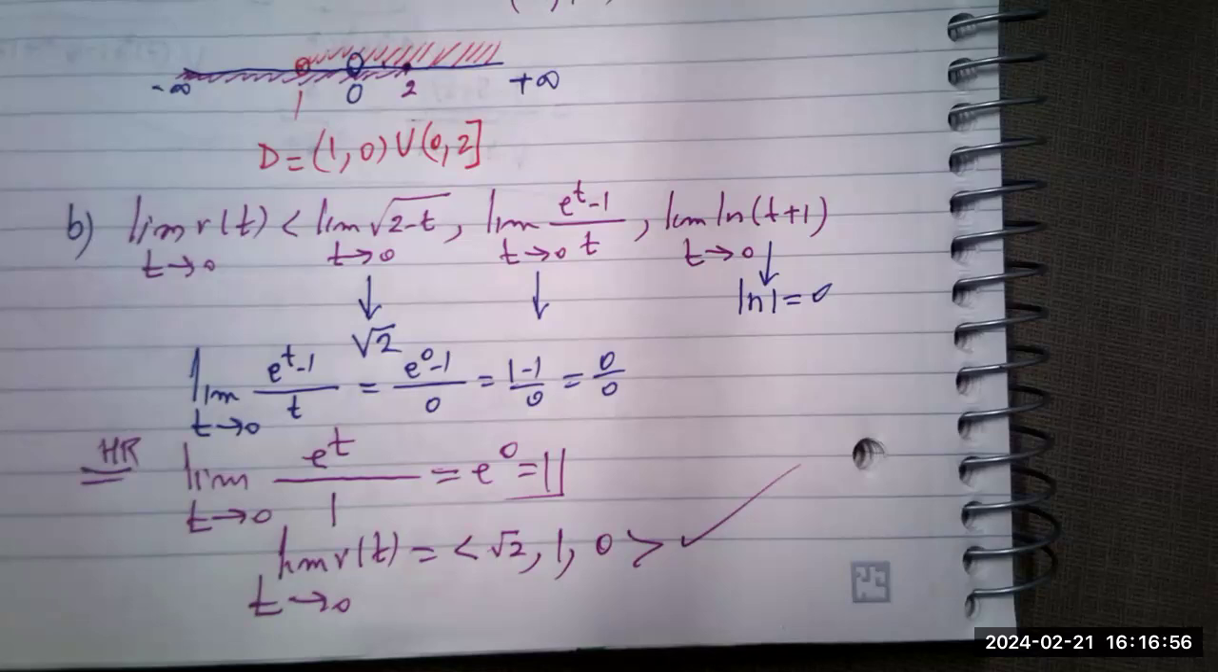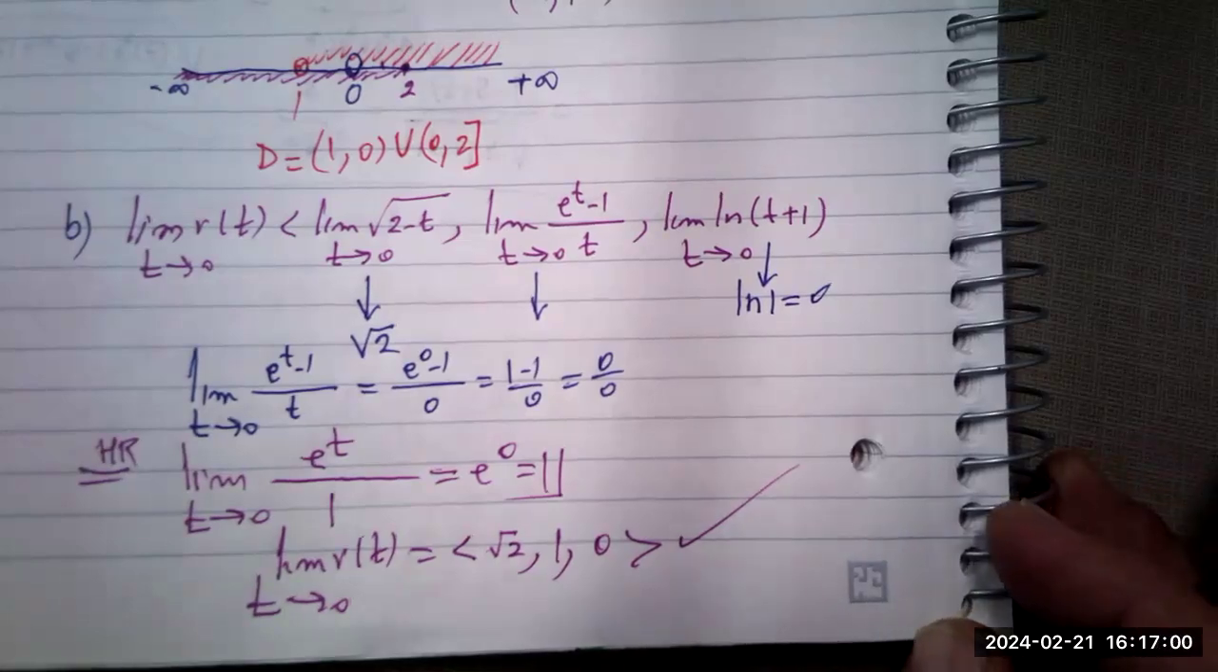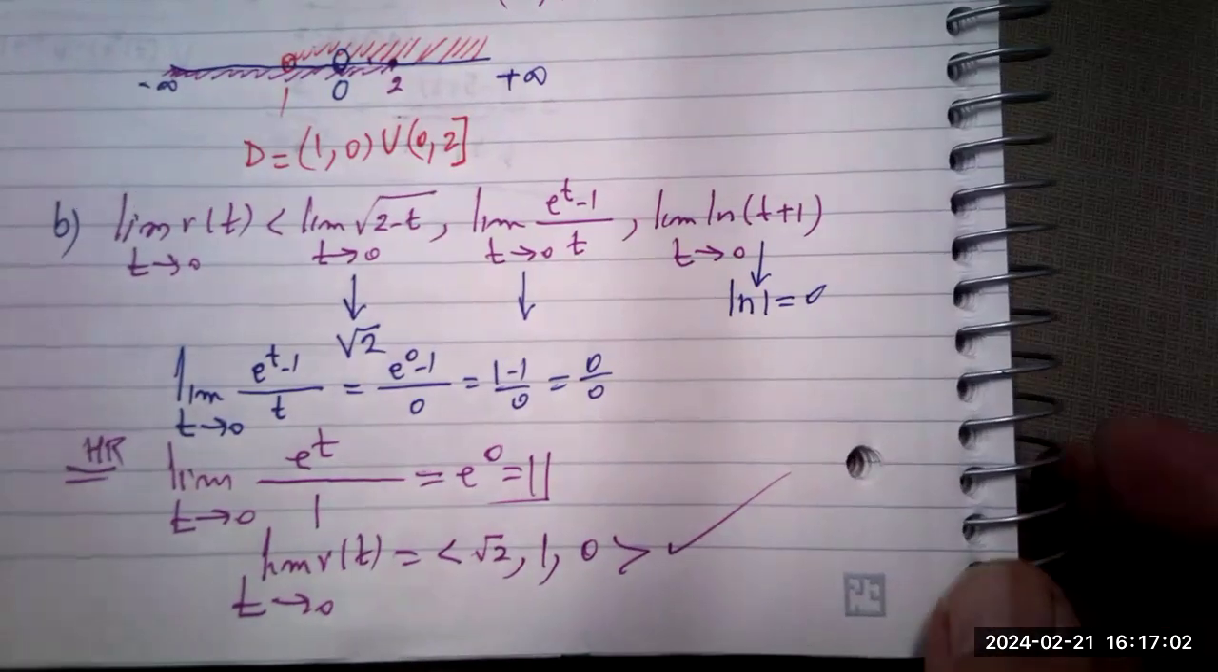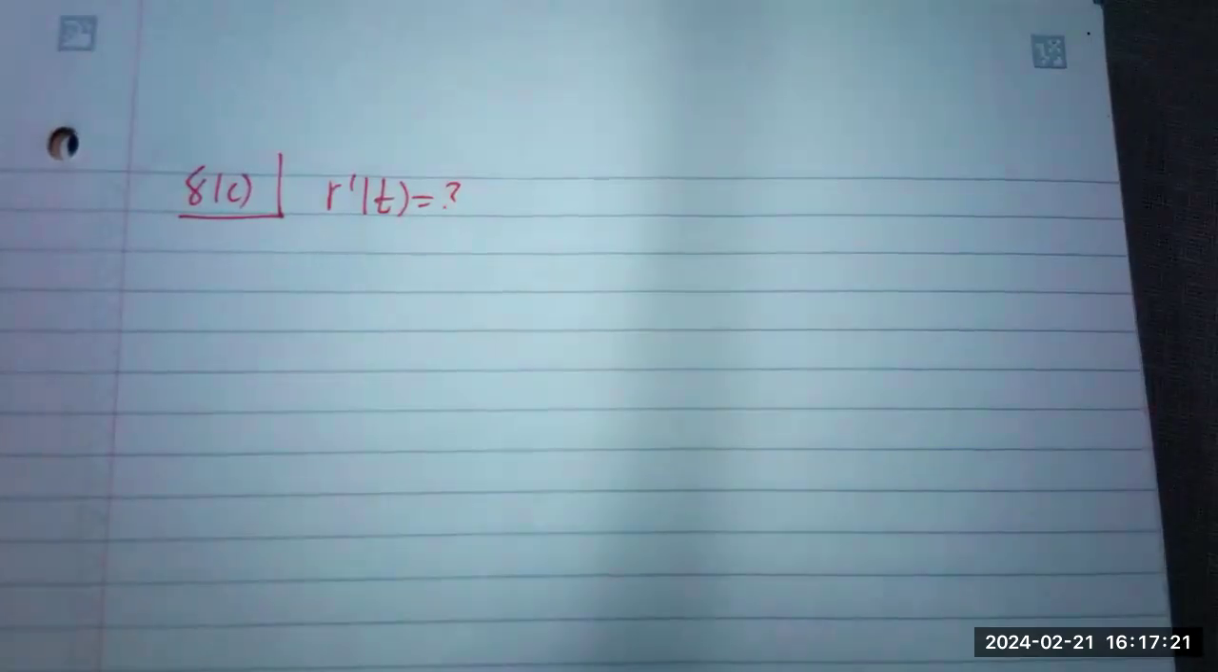Okay, so this is the part B of this question. Any question? Part C, they ask for the derivatives, so differentiate each one of them. But they separate this question into different categories. So 8C is straightforward. We want to find the R prime of t. So you have to differentiate the function that you have.